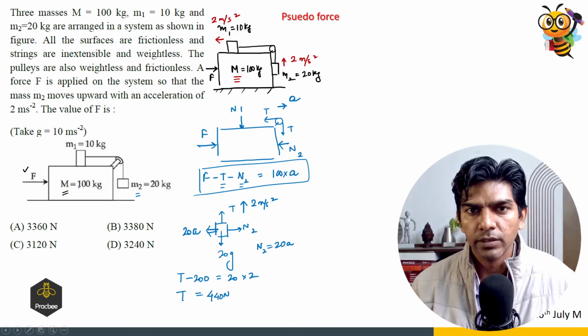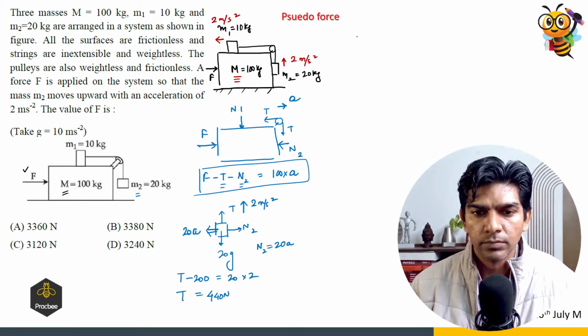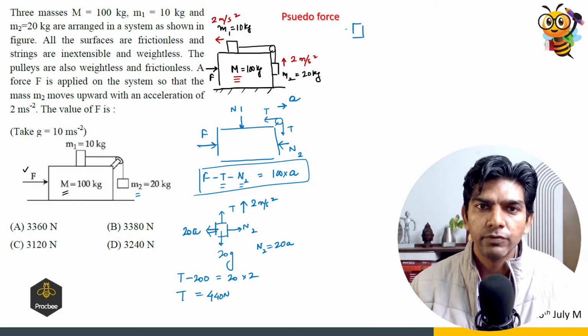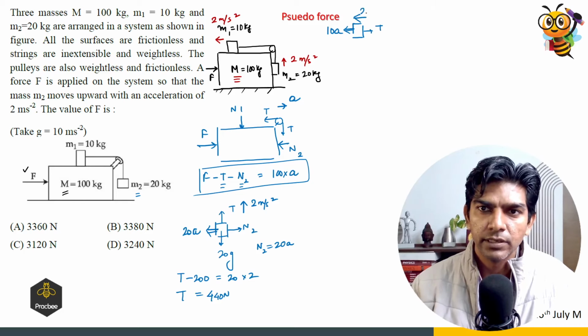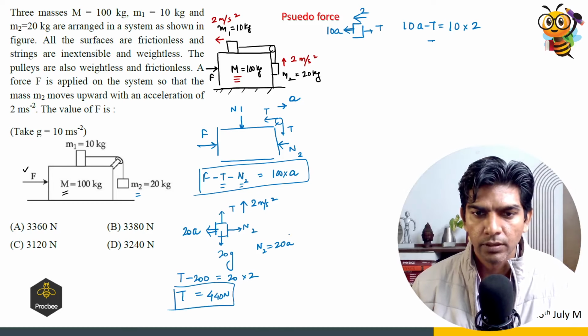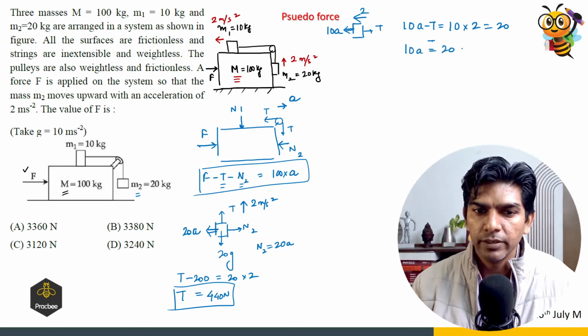Applied force we have to calculate. Now let us draw the free body diagram of M1. If we study this with respect to capital M, it will have a pseudo force in the left direction, which will be 10 times A, tension in the right direction, acceleration in the left direction. So it will be 10 A minus T equals 10 times the acceleration, which is 2. So tension we have calculated, it is 440. So 10 times A will be 20 plus 440, so that will be 460. So acceleration will be 46 meters per second square.